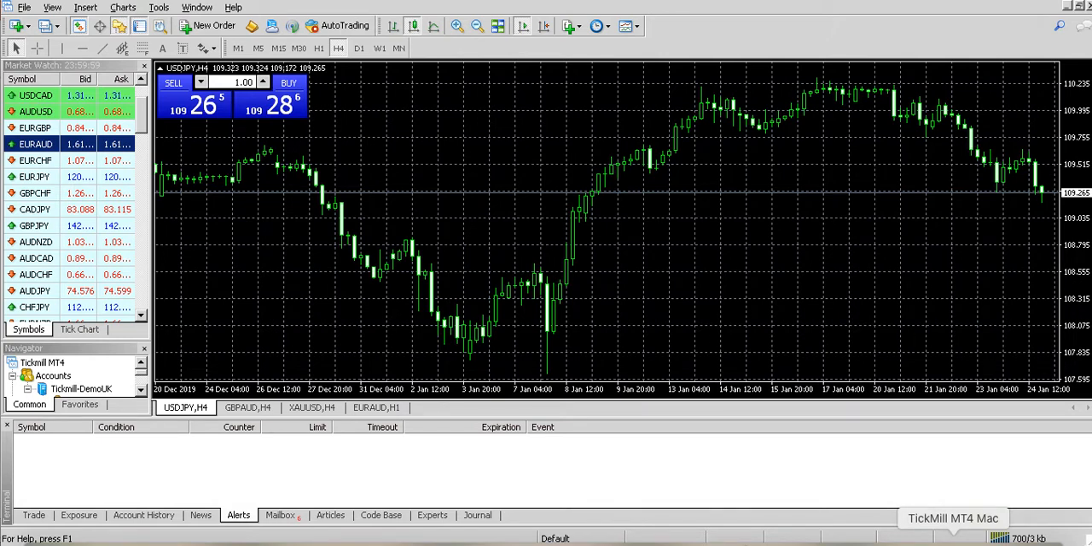Okay, so the market's actually closed at the moment, so you won't be seeing the price move. No ticks will be taking place. Okay, I've actually got three charts already open.